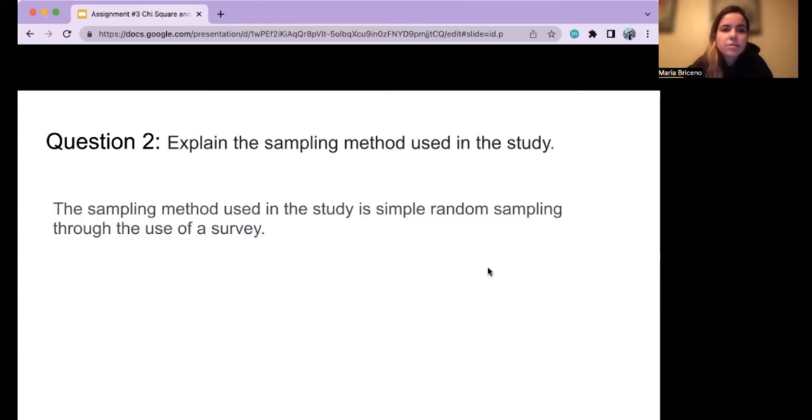And question number 2 now asks us to explain the sampling method used in the study. The sampling method used in the study is a simple random sampling through the use of a survey. The researchers used a survey, which they went ahead and distributed to the best of their ability throughout the population. So all members of this population actually had an equal probability of being a participant in this study.